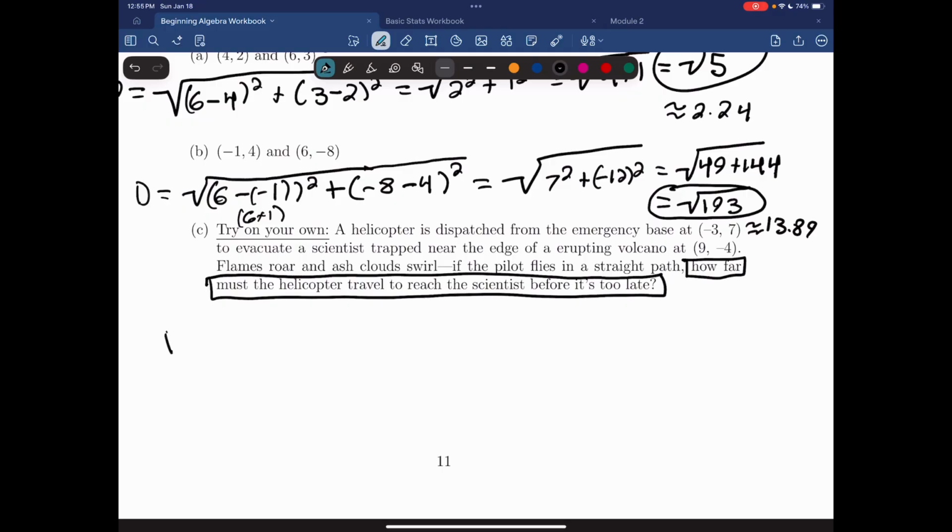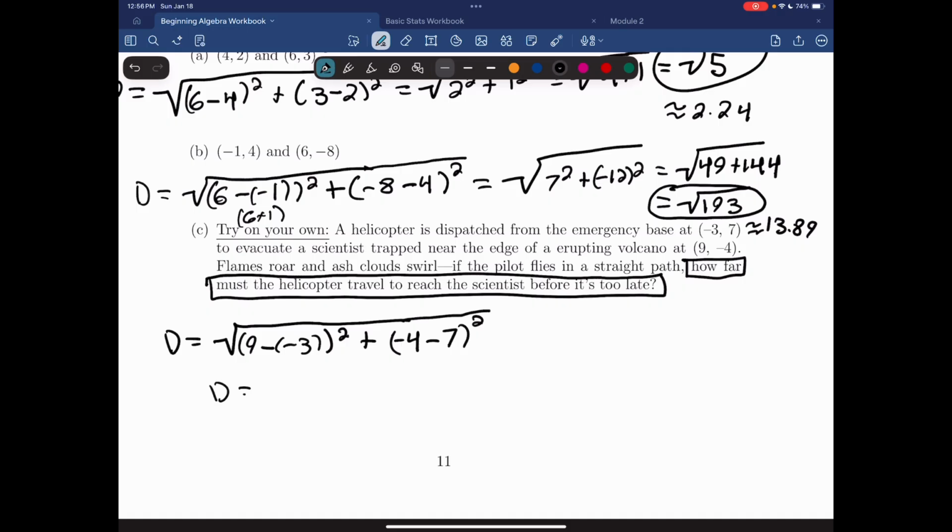So we're going to say that d is equal to the square root of x2, which is 9, minus x1, which is -3, squared. And then we're going to add the difference of our y values. So we're going to have y2, -4, minus y1, which is 7, all squared.